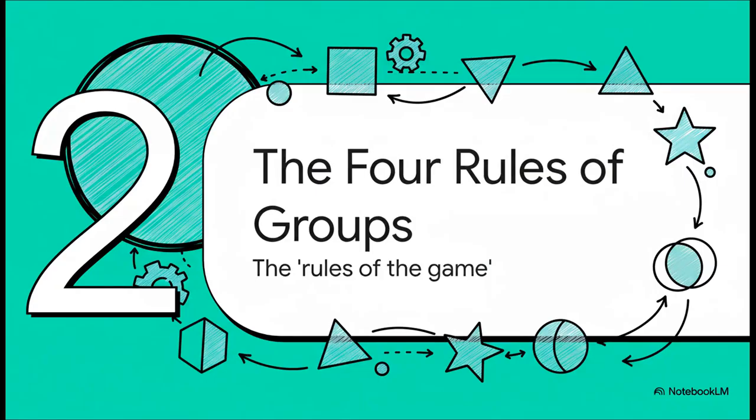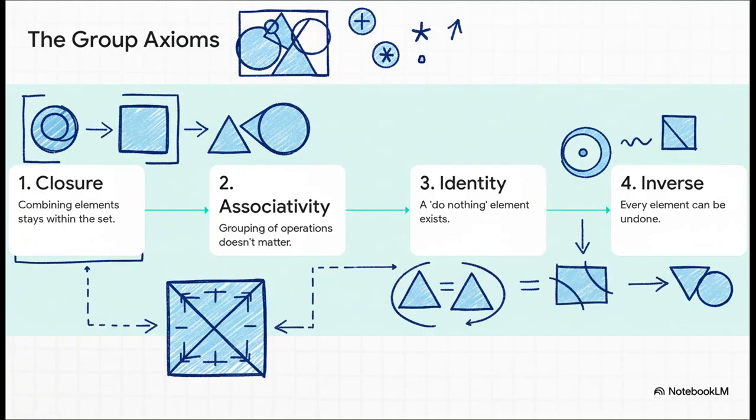Okay, so we've got our collection of 8 actions. But what makes it a group? Well, it's not just some random list. These actions follow a really strict but elegant set of rules. You can think of these as the official rules of the game for any mathematical group. Basically, any collection of things and an operation, whether that's numbers and addition, or our symmetries and combining them, has to satisfy these 4 conditions, these axioms, to be officially called a group. So let's break them down using our square.